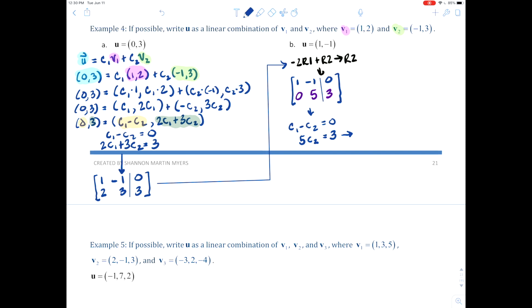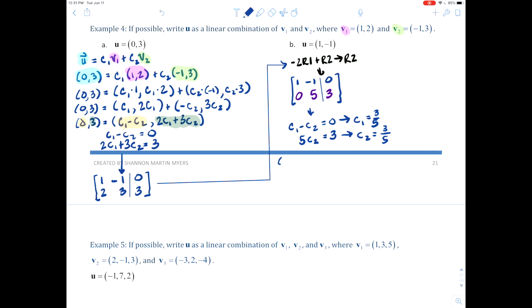So this is going to give us that c2 has to be, perfect, 3/5. And that would mean, what would happen with c1? Doesn't c1 have to be equal to c2 to get that result? So c1 will also be 3/5. All right, so what have we found? We found that yes, it's possible, right?